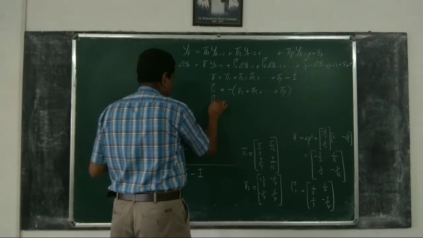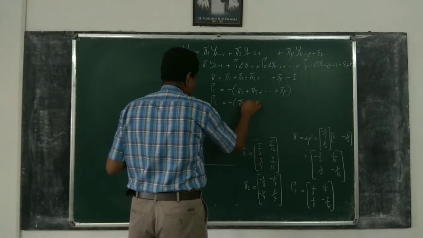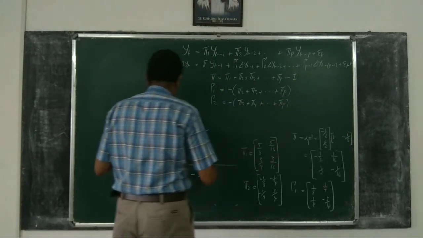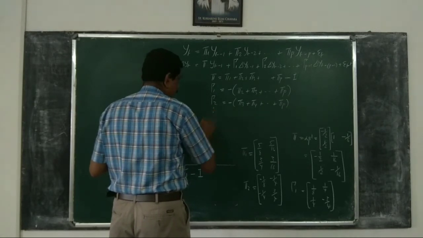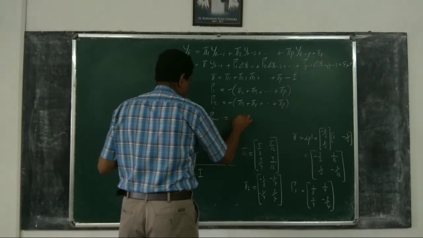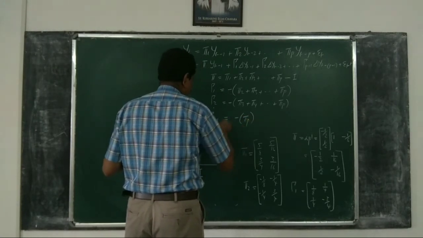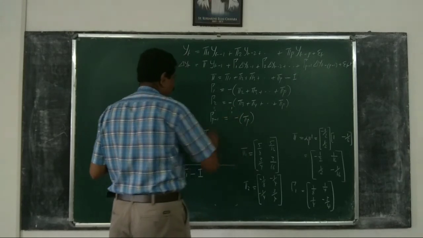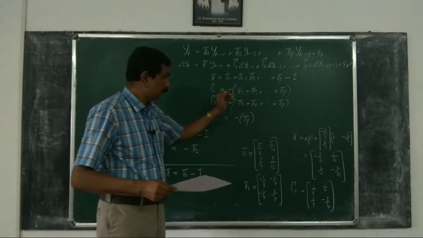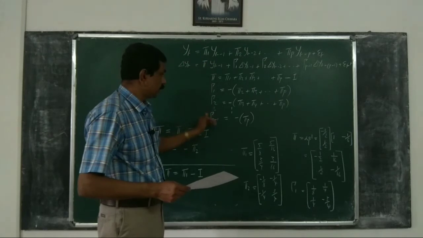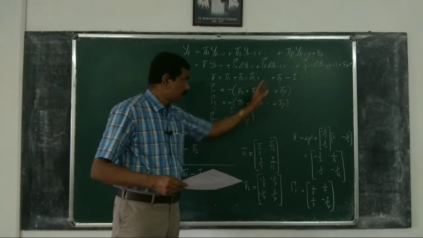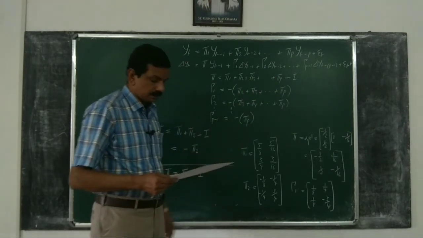And gamma_2 is equal to minus of pi_3 plus pi_4 plus etc. pi_p. And gamma_{p-1} is equal to minus of pi_p. And this is the relationship between the parameters of the VAR and the VECM.